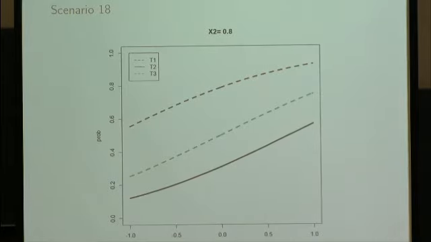In number 18, we have 3 treatments, again represented by the 3 colored lines. Treatment 1 is the red one, which is the best. Green is the third one, and the black is the second one. And then x2, the second biomarker value, is fixed at 0.8 in this true scenario.